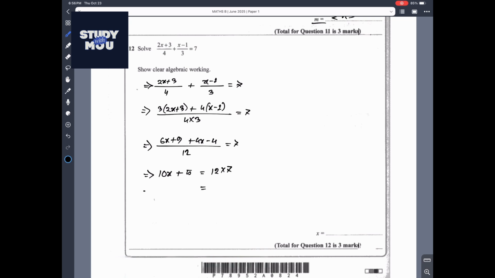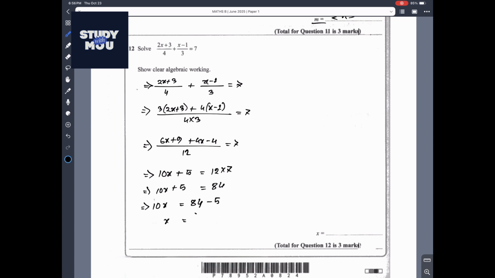12 times 7. 10x plus 5. 12 into 7 is 84. So 10x equals 84 minus 5.